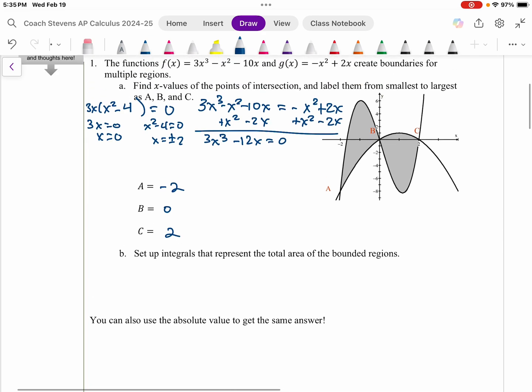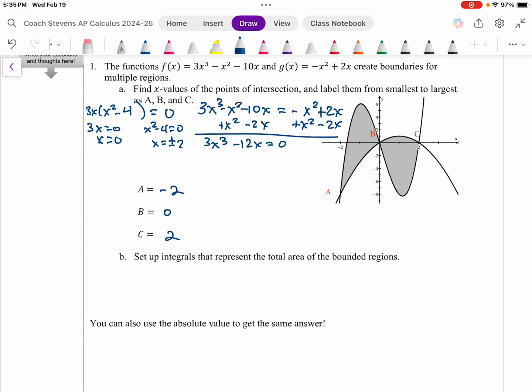They asked us now to set up the integrals. And we notice here we change which function is on top. The function that starts off on top ends up being on the bottom further along. So we have to set up two integrals: an integral from a to b, and then we add the integral from b to c. And we can use the values that they tell us, those are easy to write in there.